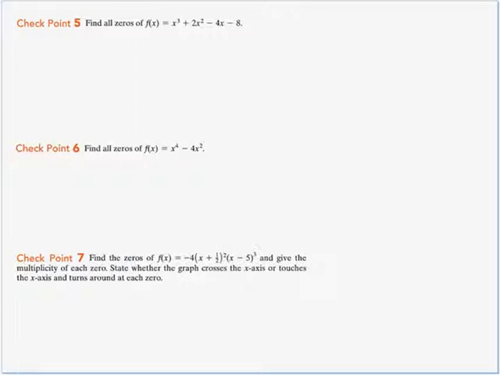Okay, some for you to try on your own. Find the zeros, and then state the multiplicity and what that tells us about the function. So pause the video and try those out. Fire it back up and see if you got them right.